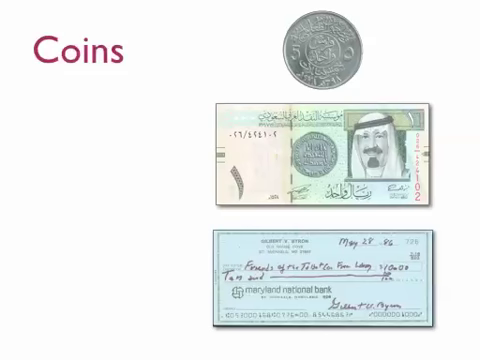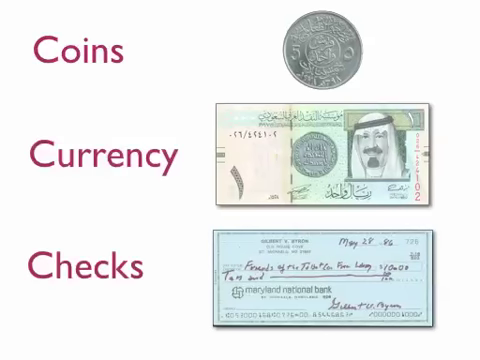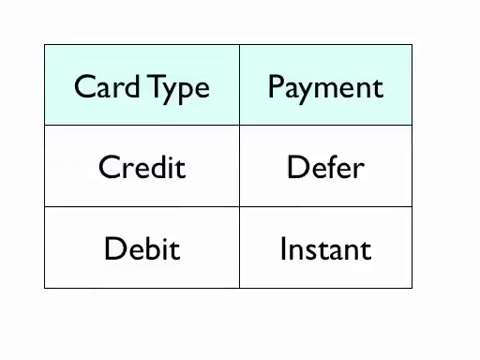When we think about money, there are coins, there's the currency, and there are also checks. All three of these things represent money in an economy. We also think about cards: credit cards, debit cards, and ATM cards. A credit card allows us to defer a payment into the future. A debit card, on the other hand, allows us to make an instant payment. A debit card is much like a check that you write, and the amount is taken out of your demand deposit account instantly. Like a check, an ATM card is the same thing.